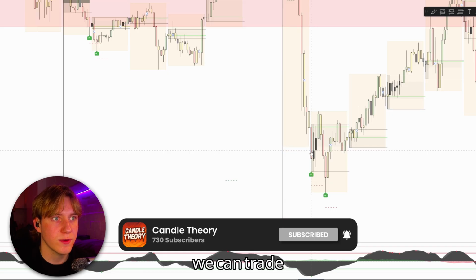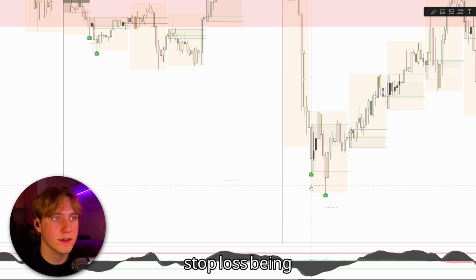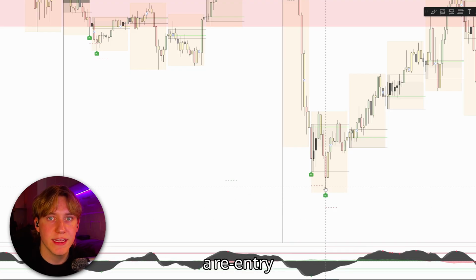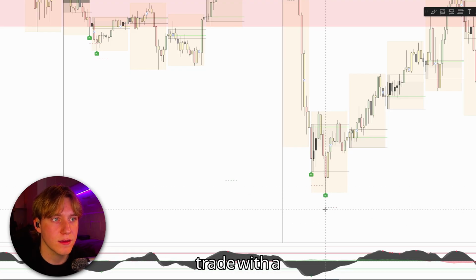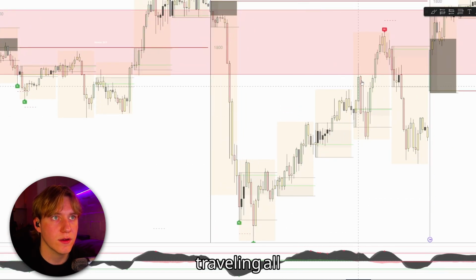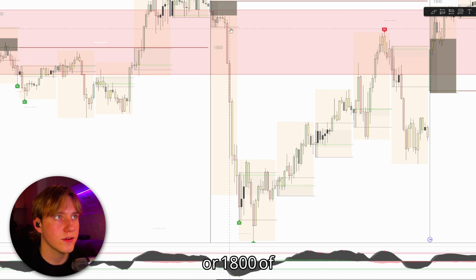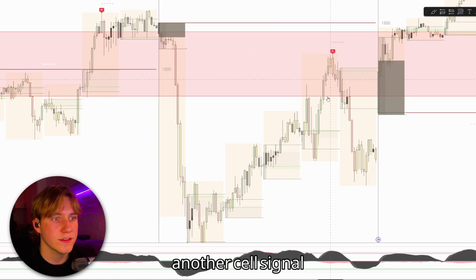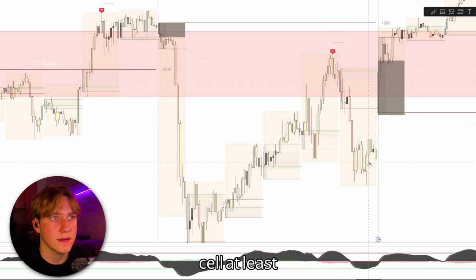The same way we can trade right here. We have our stop loss being taken out on that previous low. We did get a re-entry on that trade with a new stop loss traveling all the way to the DCR or 1800 of that day, where we get another sell signal confirmation on that wave indicator where we had our sell at least for 100 to 200 ticks.